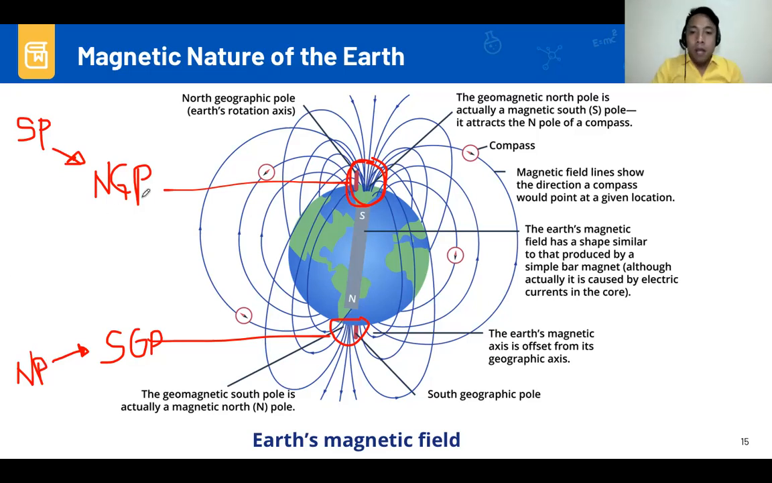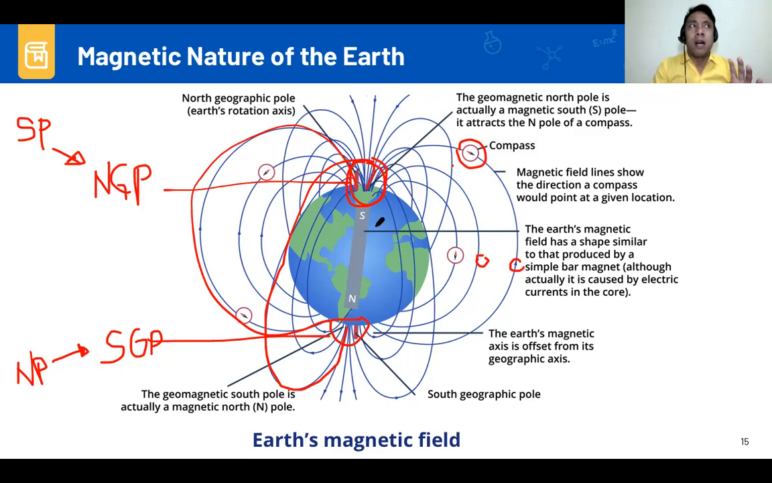So these are the direction of the compass. As you can see, we have here some arrows. That means this North Pole was attracted by the South Pole, correct? So they are just rotating. Umiikot lang siyang ganyan. That is the magnetic nature of the Earth.